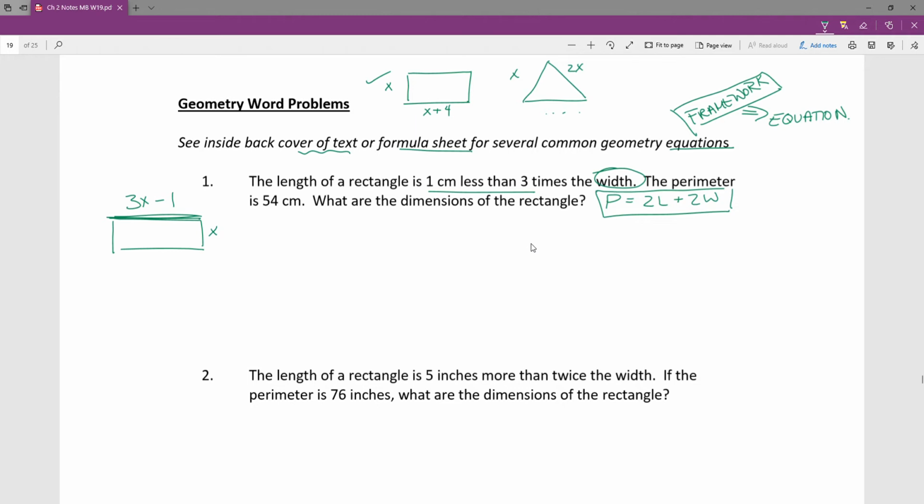So now that I've got this drawn and my framework equation given, it says that the perimeter is 54. So I'm going to follow the framework to build my equation. 54 equals twice the length plus twice the width. And I just use the length and the width off of my diagram here. So now that I've done this, I have the equation that I can solve. So I have my let statement, I have my equation, and now I need to do distributive property and solve for x.